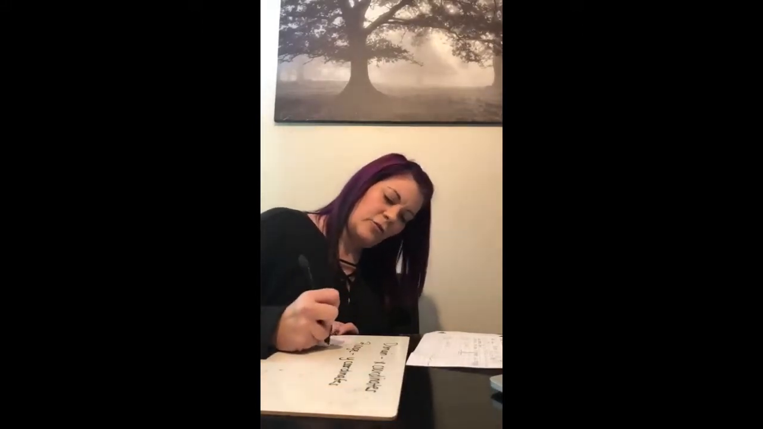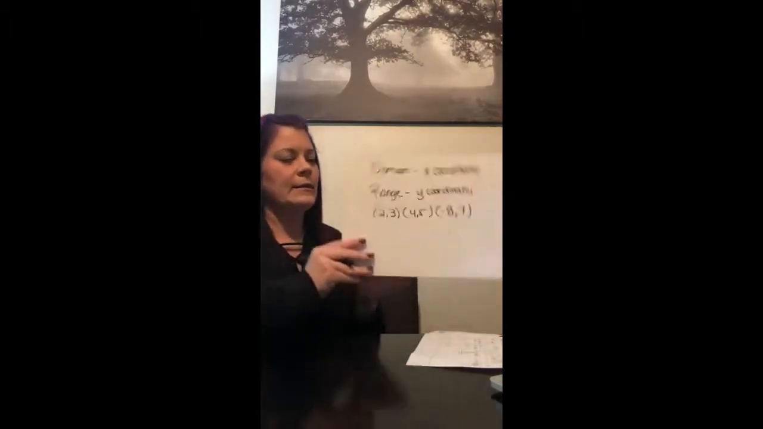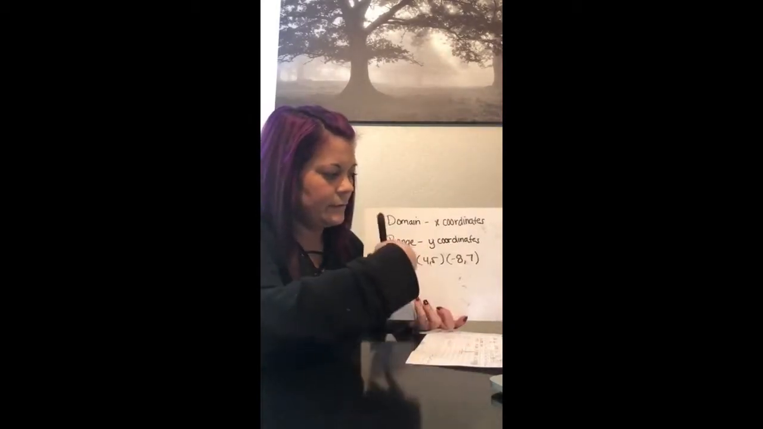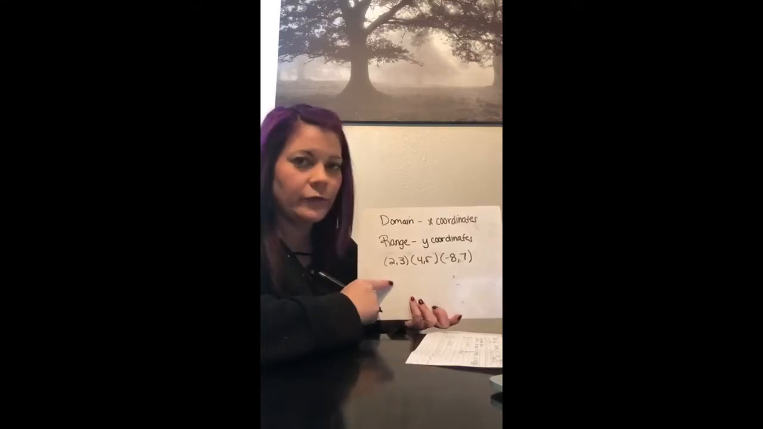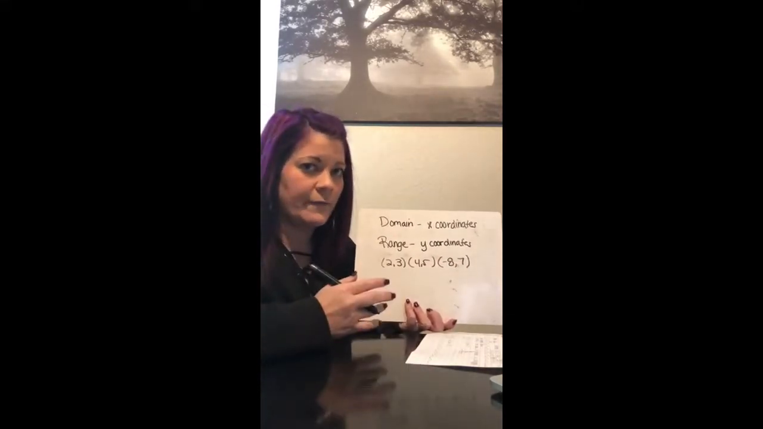So in this case, I'm going to just name some points here. These points right here, the domain of this little series would be 2, 4, and -8, because those are the x values. And then the range would be 3, 5, and 7, because those are the y values.